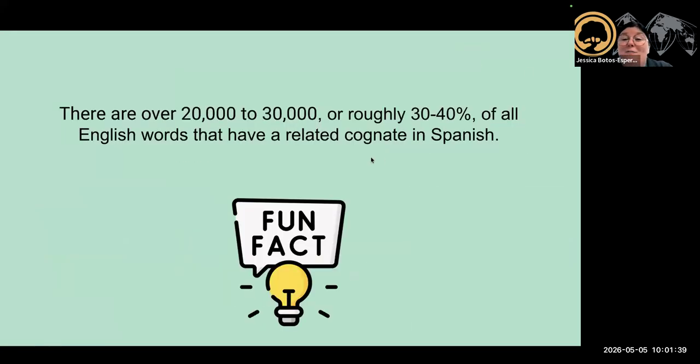About 30 to 40% of words in English have a Spanish cognate. So think about that. About half of the language gives you hints, so you're not starting from zero, not even close to zero.